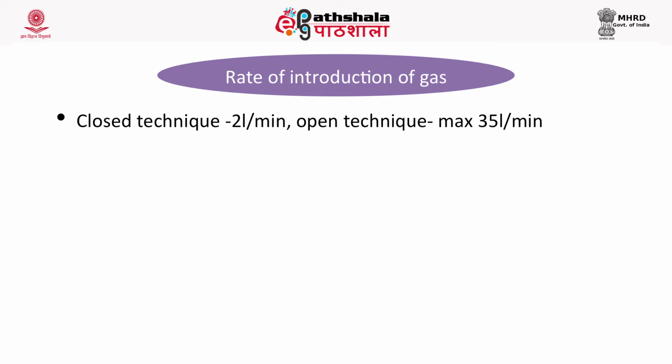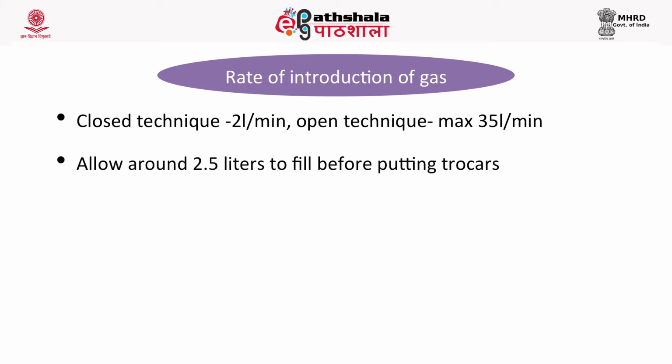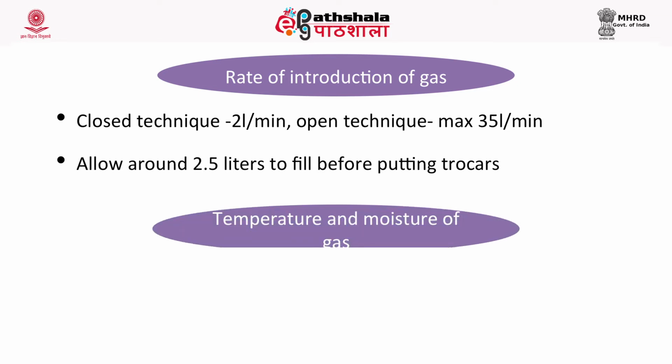This is done through Hassan's cannula, and the rate of gas flow through it could be up to 35 liters per minute. Our target should be that the gas inflation is slow and comfortable, up till around 2.5 liters of gas in the abdominal cavity, so that it is full, and when we introduce other trocars and cannulas into the abdominal wall, it provides a counter pressure against them and hence saves the organs.